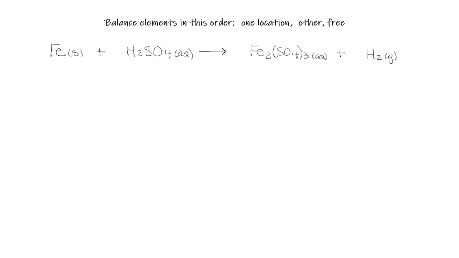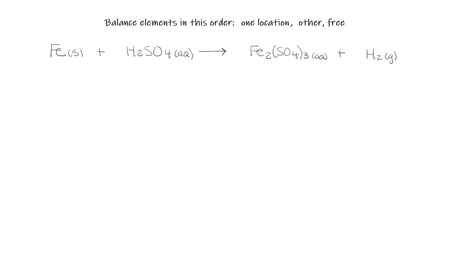When we start the balancing, we'll balance the elements in the following order. First, those that appear in only one substance on the reactant side or in one substance on the product side. Then, other elements in whatever order we want. But the final elements we'll balance are free elements, which are not combined with anything else. This step especially helps to minimize the back and forth that can happen with balancing.